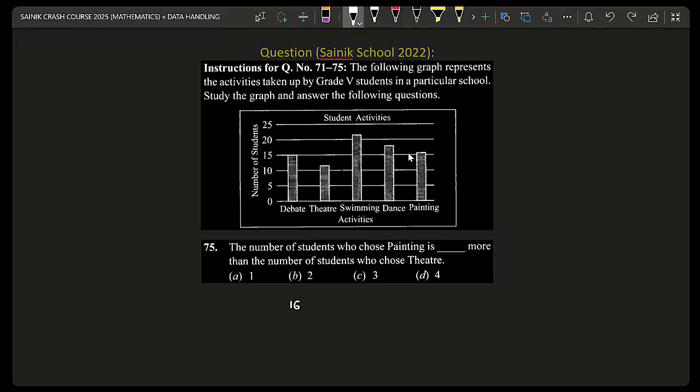Okay, sir. Then what about theatre? Sir, theatre 12. Yes, 12. So between 16 and 12, which operation is required? Sir, subtraction. Yes, because they're asking how many more. 16 minus 12. Sir, 4. For which option? Sir, option D. Yes, it is option D.